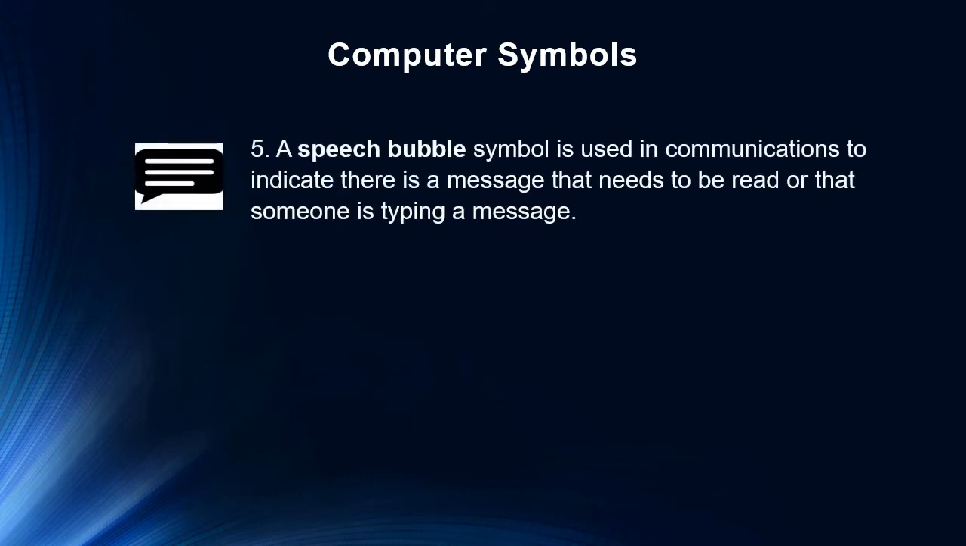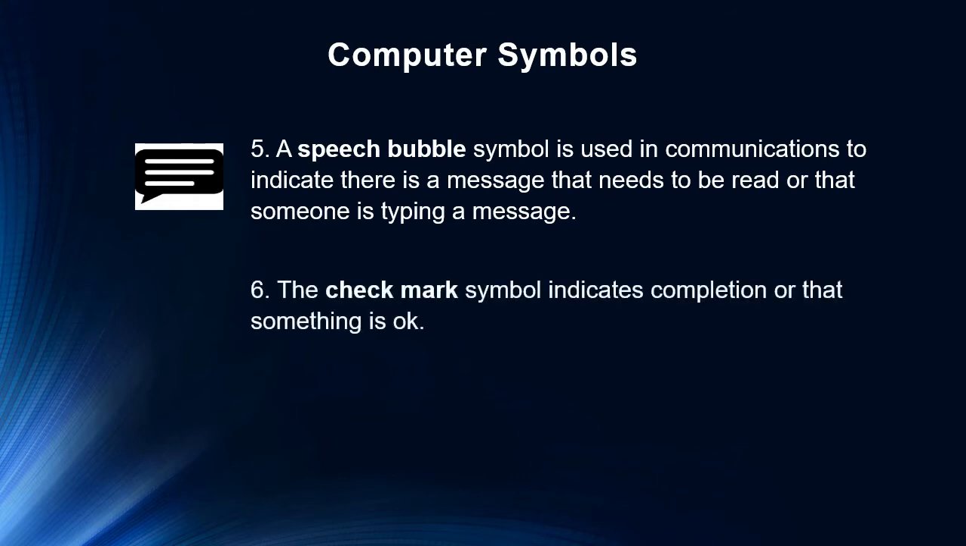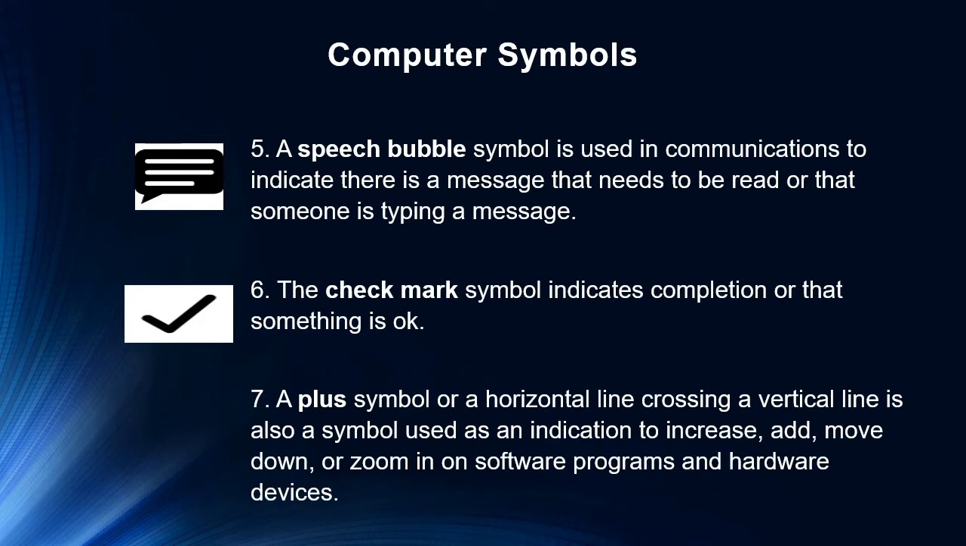Number 5, we also have a speech bubble. It is used in communications to indicate that there is a message that needs to be read or that someone is typing a message. Number 6, the check mark symbol indicates completion or that something is okay. Number 7, a plus symbol, or a horizontal line crossing a vertical line, is also used as an indication to increase, add, move down, or zoom in on software programs and hardware devices.